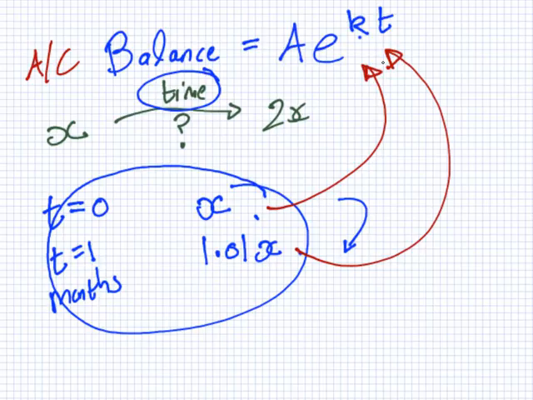Yes? Why 1.01? That's a quick way to increase a number by 1%. You multiply by 1.01 because it's 1% a month, so after 1 month you'll have 1% more. I don't know if you've seen this trick before, but if you want to increase the number by like 5%, you multiply by 1.05. Is that a new trick for you? Or have you seen it before?